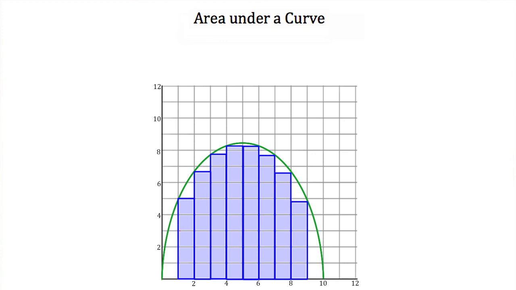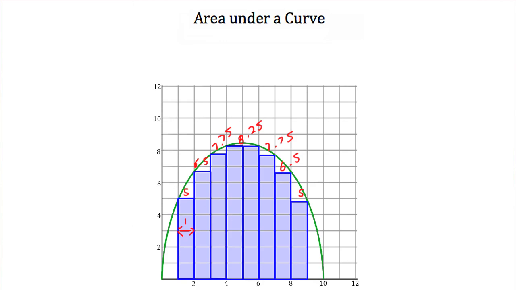So typically when we use inscribed rectangles, we use inscribed rectangles that have a width of 1. Now if we use inscribed rectangles with a width of 1 to estimate the area underneath this parabola, well, this first rectangle has a height of 5. This second rectangle has a height of approximately 6.5. The third rectangle is approximately 7.75. Our fourth rectangle and our fifth rectangle have heights of, say 8.25. Then we're back down to 7.75, 6.5, and 5. So the area underneath this parabola would be the combined area of all of these different rectangles.